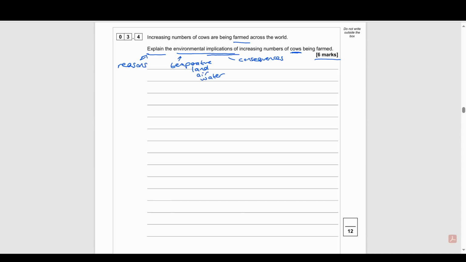Well, cows, we know that they live on land, and while they're on the land, they eat grass. Now, if they're eating grass, that means there's going to be more plants eaten. So right away, there's an implication of more cows being farmed. If more cows are being farmed, there's more plants that's going to be eaten.